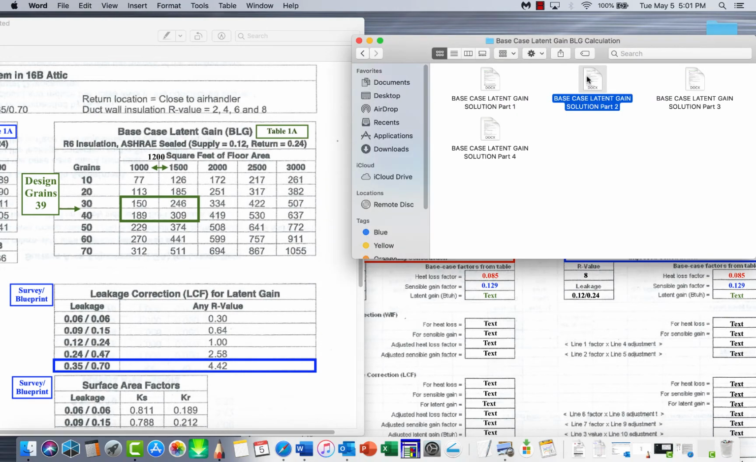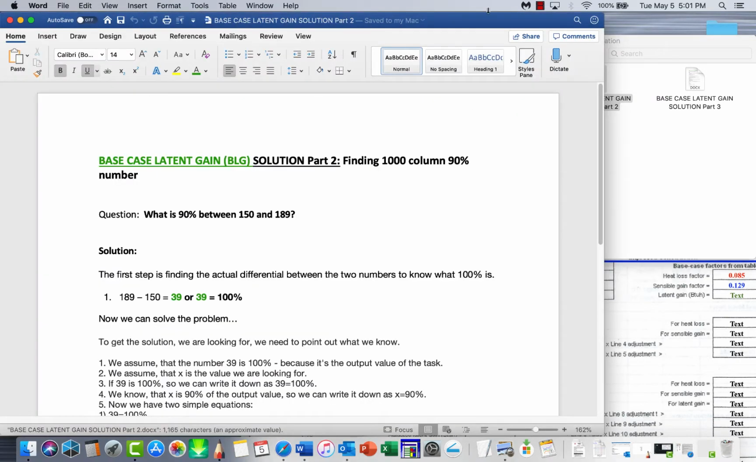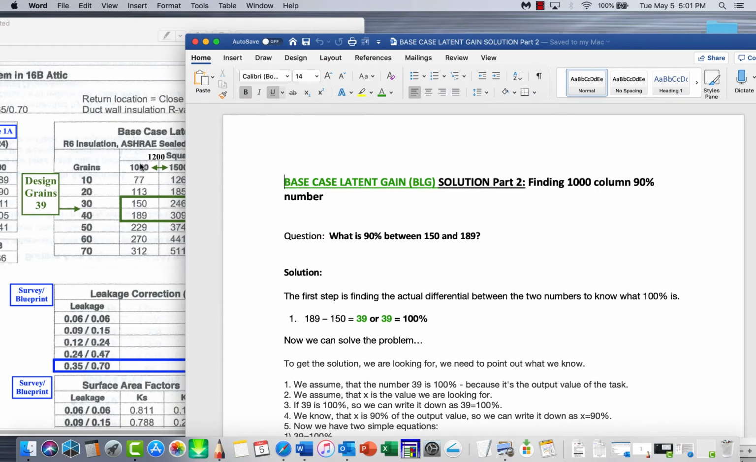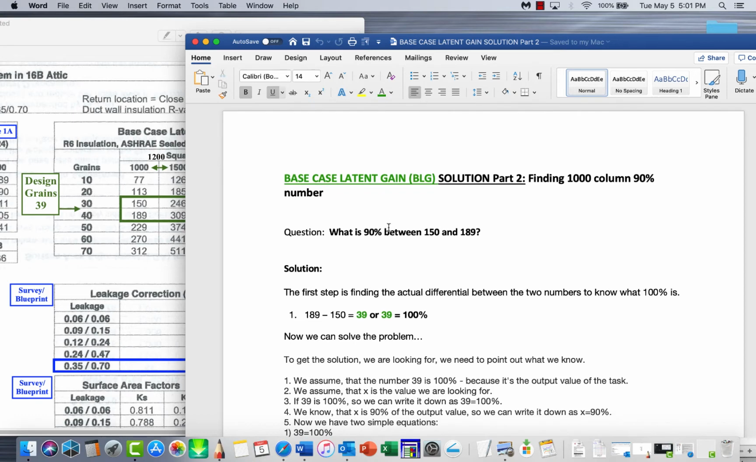So the first one's going to be the 1,000 column, this one right here. So we got 150 and 89. We've got to find what's 90% in between both those numbers. An important fact to know on this table is that the numbers are going up, so it's going from 50 to 89. On the heat loss factor, it was actually going down. So what is 90% between 150 and 89?